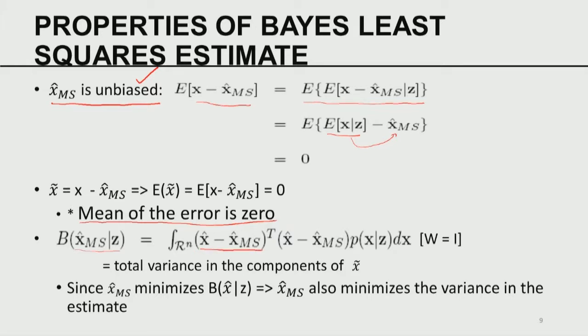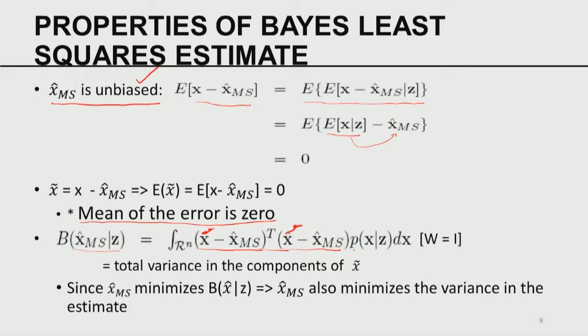This is given by x hat minus x MS. So what is that? x MS is the optimal estimate. I think that should be x, sorry, that should be x. So x minus x hat MS, that means the error in the Bayesian estimate, this is the sum of the squared error in the Bayesian estimate.